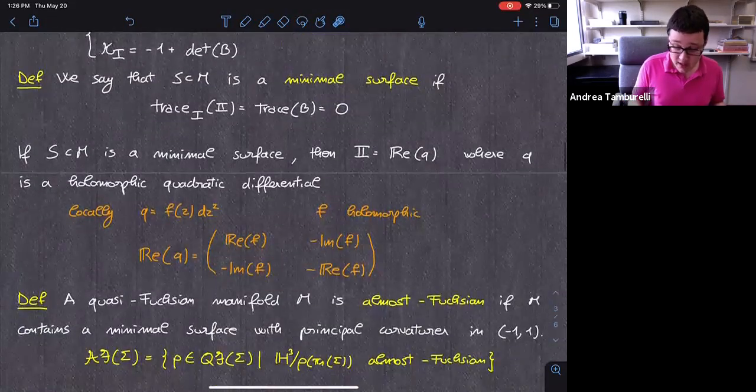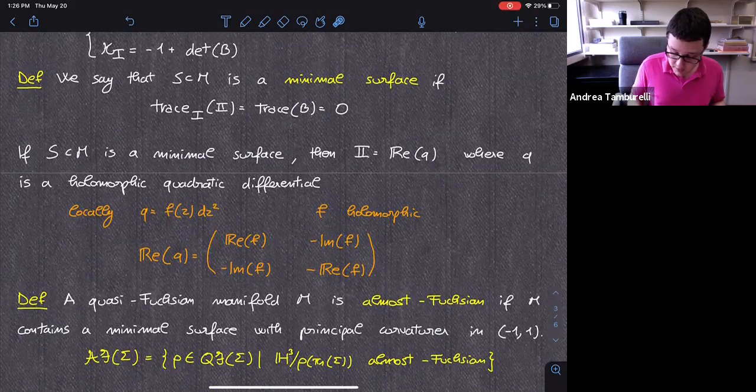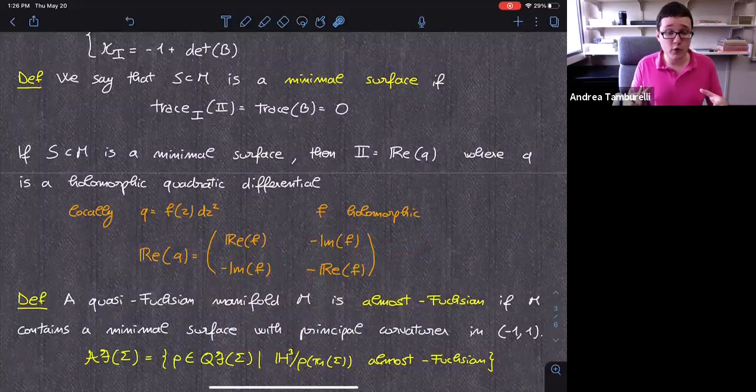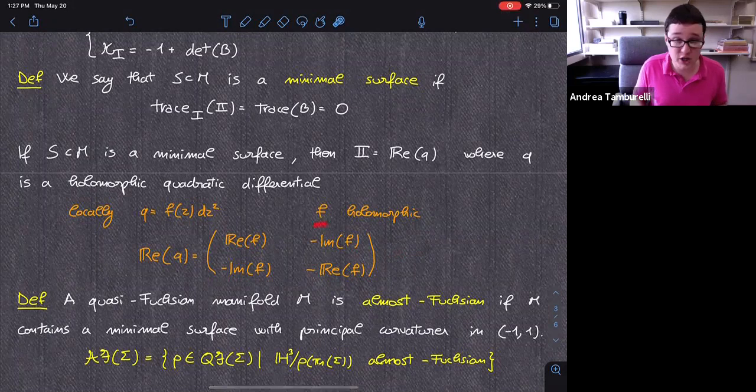So in the case where the surface is a minimal surface, the Codazzi equation tells us that the second fundamental form is actually the real part of a holomorphic quadratic differential. So a holomorphic quadratic differential is simply a tensor that is written locally as f of z dz squared, where f is a holomorphic function. And so if you write the real part of Q, you get this 2 by 2 matrix, which is the local expression for the second fundamental form. Okay, so if you write the Codazzi equation in coordinates, in the case where the second fundamental form has trace 0, you obtain exactly the Cauchy-Riemann equations for the function f. And so you deduce that the function f should be holomorphic.